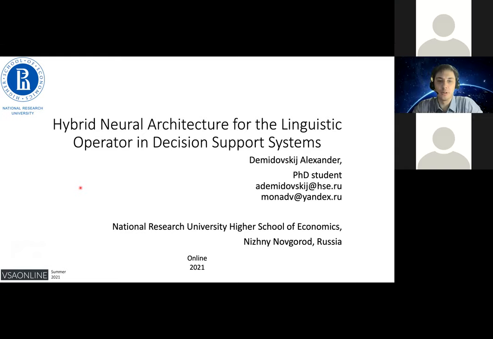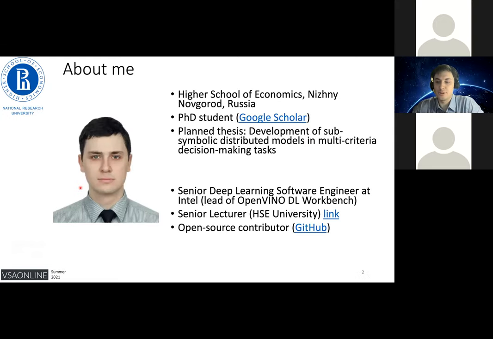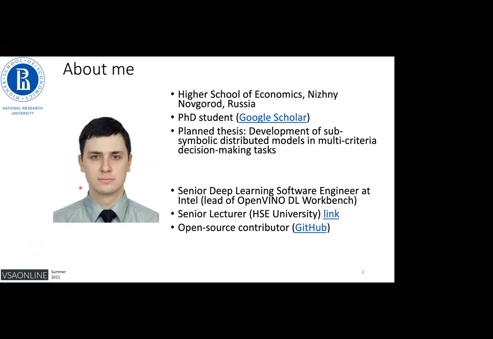Today I will talk about hybrid neural architecture for the linguistic operator in decision support systems. Before I actually start presenting my materials, a small acquaintance with me. I'm a PhD student at the High School of Economics in Nizhny Novgorod in Russia. The plan thesis is the development of sub-symbolic distributed models in multi-criteria decision-making tasks. Apart from being a student at the university and a lecturer there, I'm also working at Intel. Maybe you have heard about the OpenVINO framework for optimal inference of neural networks. If you have any questions, let me know. I will try to help you, and also contribute to the open source in my spare time.